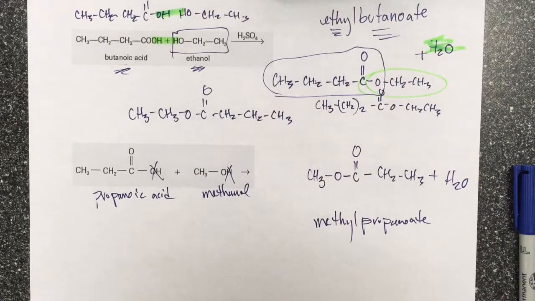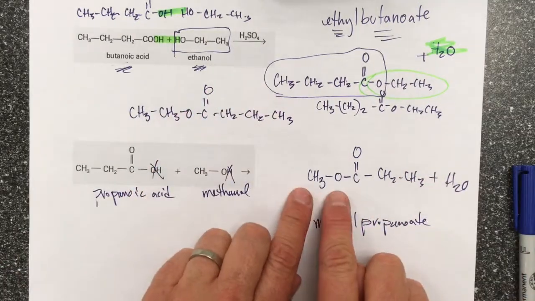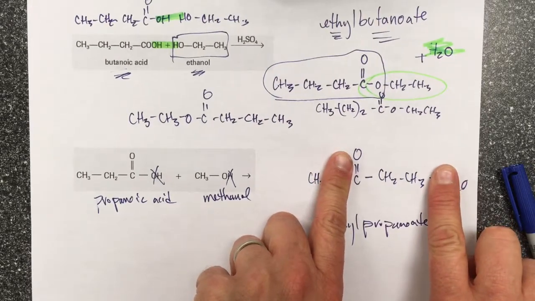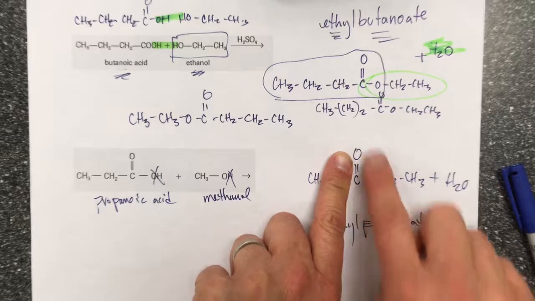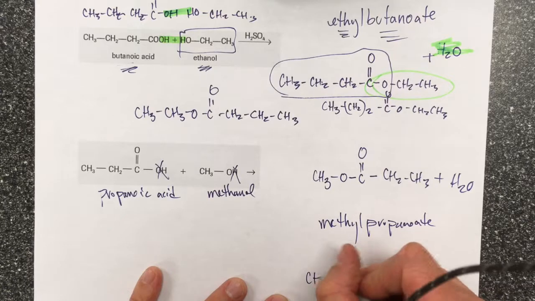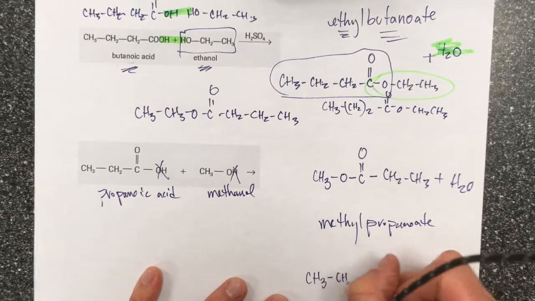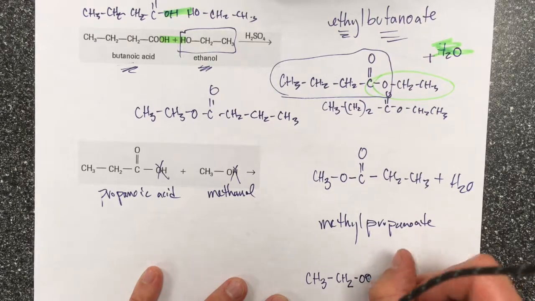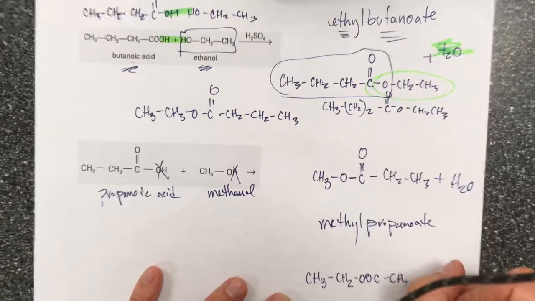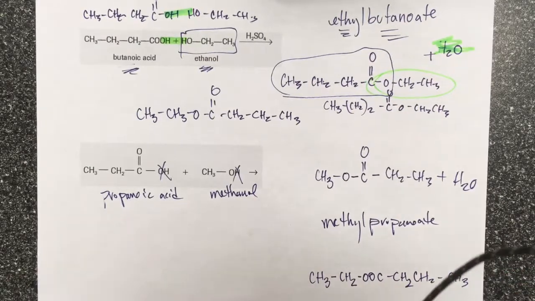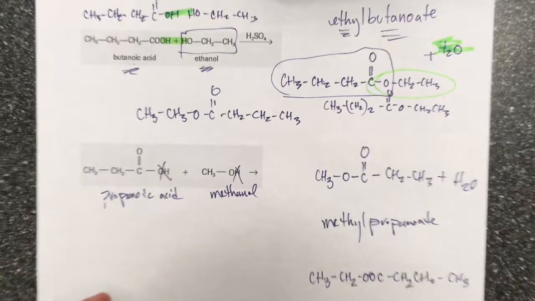Okay? And if they gave you some structure, as long as you can identify where the alcohol is, then the carboxylic acid part always has the carbonyl in it. And sometimes you'll see a structure written like this, CH3, CH2, O, O, C, CH2, CH2, CH3. Well, these are hard ones to read.